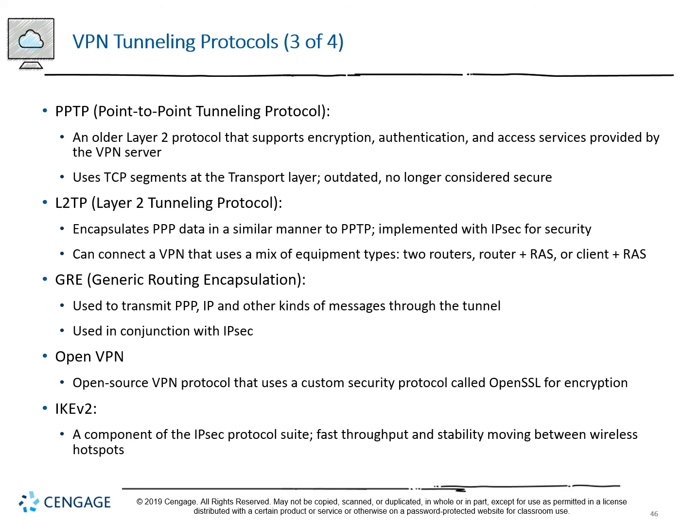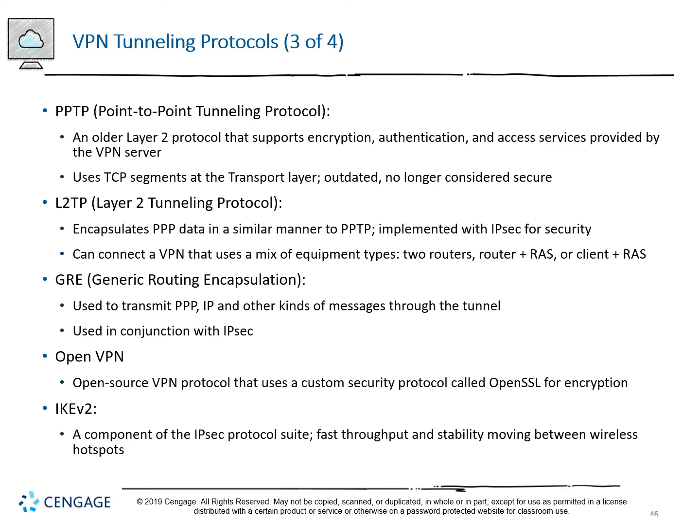L2TP, Layer 2 Tunneling Protocol, encapsulates PPP data in a similar manner to PPTP, but it's implemented with IPsec for extra security. You can connect a VPN that uses a mix of types, so you can go router to router, router to RAS, or client to RAS. Generic routing encapsulation can also be used in conjunction with IPsec to transmit PPP, IP, and any other kind of message through the tunnel. So L2TP and GRE are a little bit more common.